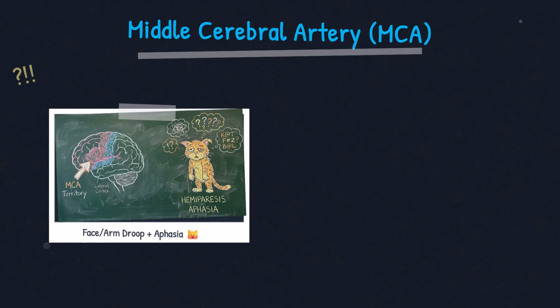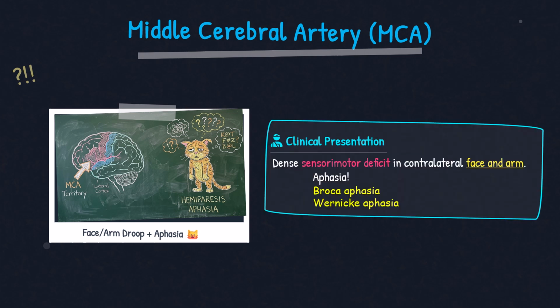Now let's move on to the most commonly tested stroke territory, the MCA. When you think of the MCA, I want you to think about the face and the arm. The MCA supplies the lateral cerebral hemisphere where the face and arm motor cortex are located. Patients typically develop contralateral facial weakness, contralateral arm weakness, and sensory loss.